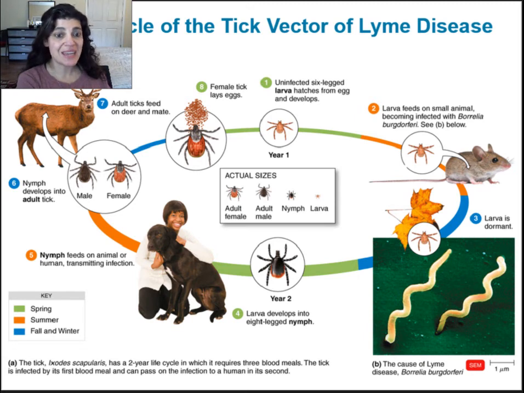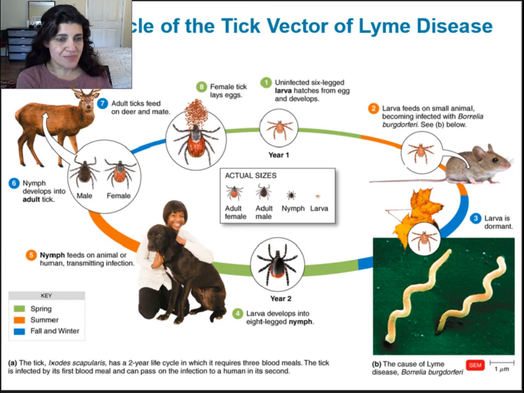The nymph can infect other animals and humans. The nymph transmits the Borrelia to us. But think about it. That nymph was a baby, right, in the previous spring. And then on this spring, they grew enough that they can come and infect you. They're not dormant anymore.